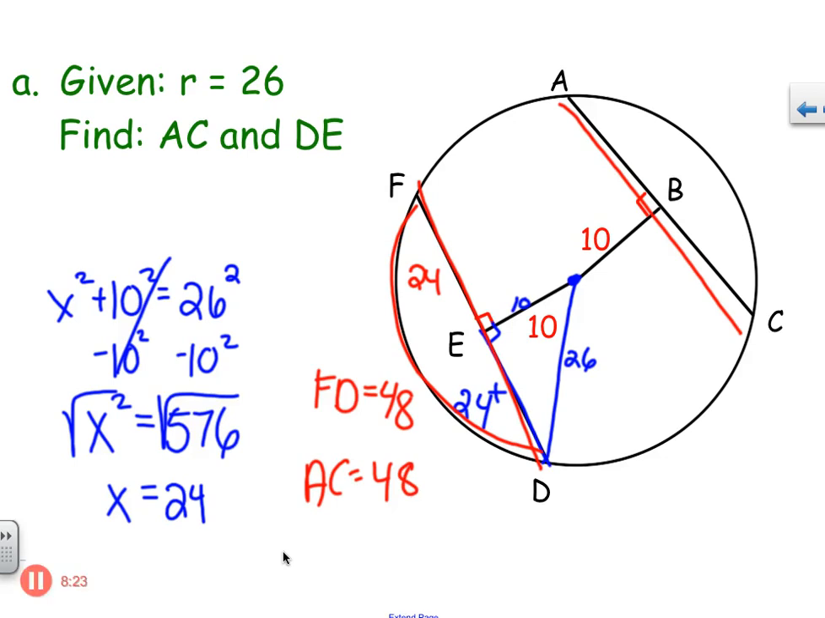You could have also proved that and drawn another radius and known that it was 26 and had a right triangle with the side of a 10 and the length of an x. You would have done the same work again twice. So that is how you find part of a chord using that theorem.